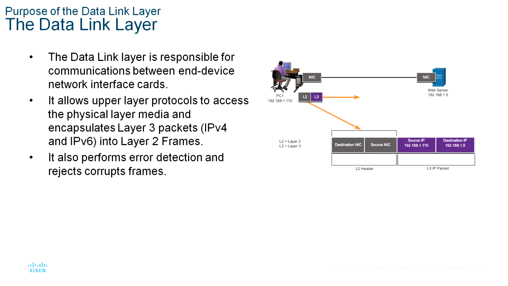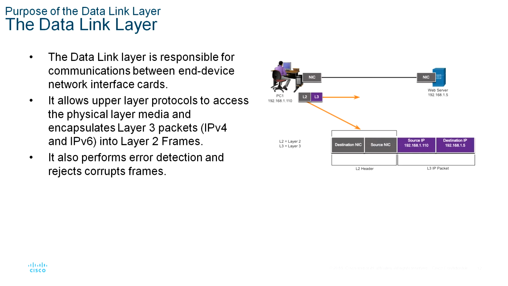Controls how data is placed and received on the media. Exchanges frames between endpoints over the network media. Receives encapsulated data, usually layer 3 packets, and directs them to the proper upper layer protocol. Performs error detection and rejects any corrupted frame.